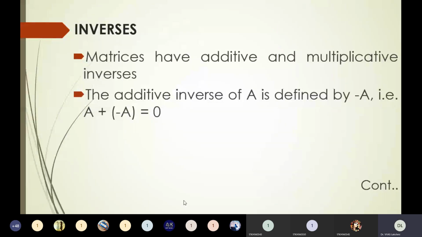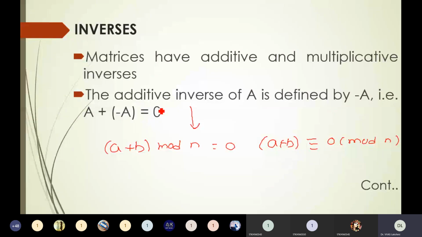So here also two inverses are there. One is the additive inverse and the other is the multiplicative inverse. So what are the formulas of additive inverse? In the general case, a plus b is congruent to 0 mod n. This is the formula for the general additive inverse. So here the formula for additive inverse is a plus minus a is equal to 0. Here the 0 means the additive matrix.